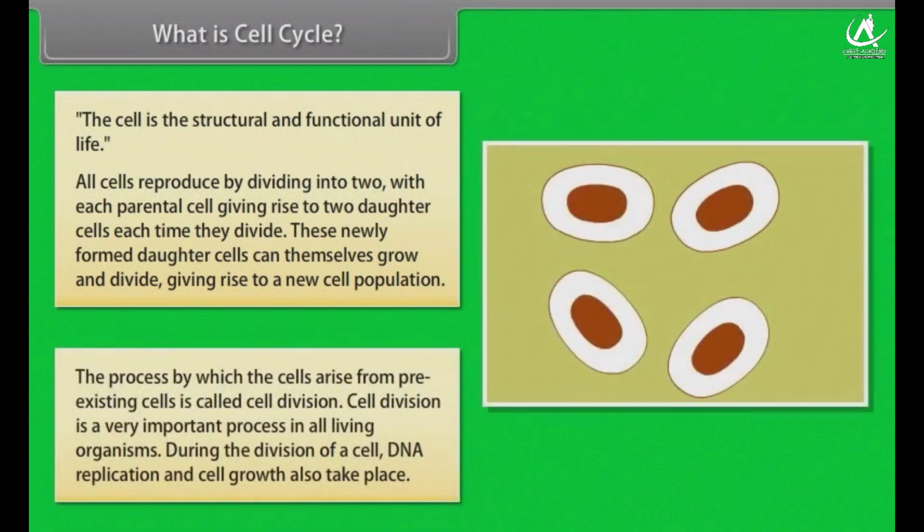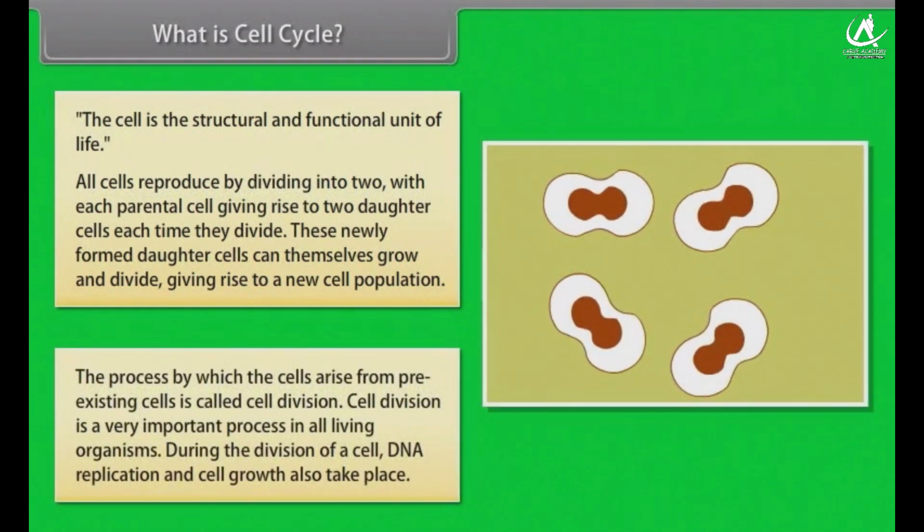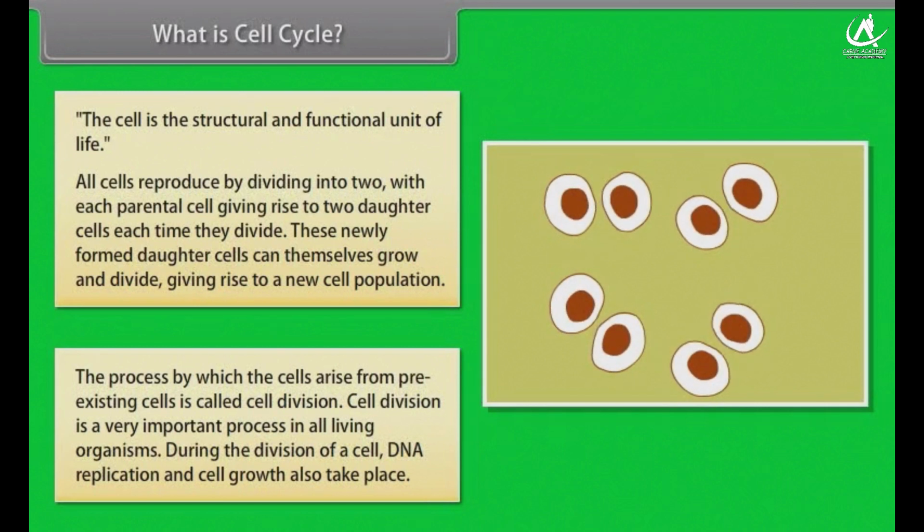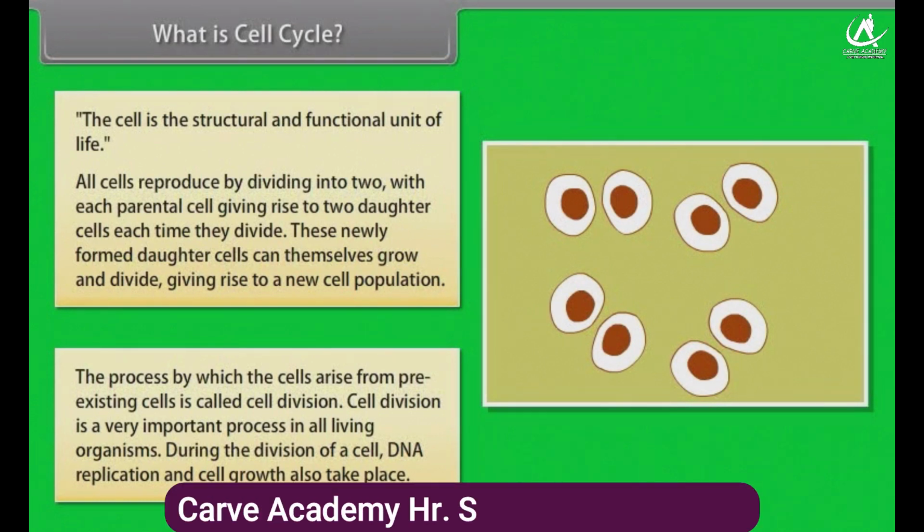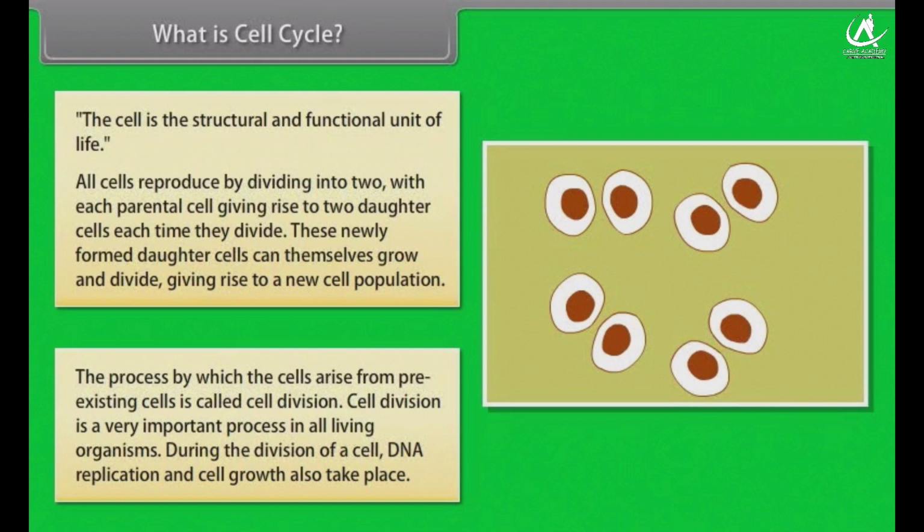The process by which cells arise from pre-existing cells is called cell division. Actually, it is a very important process and found in all living organisms. During the division of a cell, DNA replication and cell growth also take place. Now let us know the cell cycle.